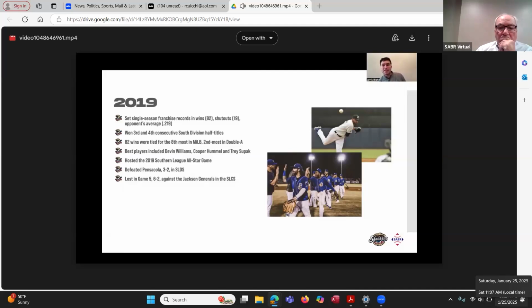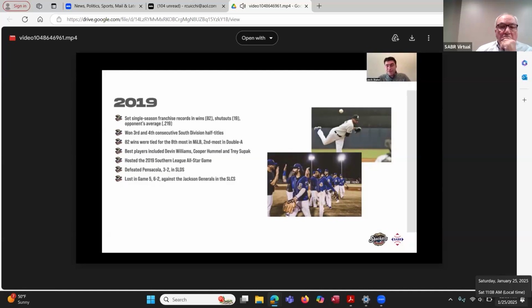Now, there were a lot of different guys on this team. Pitching was obviously big. Devin Williams, who was a superstar and is still a superstar, was the guy out of the bullpen for that team. Cooper Hummel and Trey Supak were those guys as well. The Shuckers also hosted the 2019 Southern League All-Star Game, which was the first time an All-Star Game had ever been held on the coast in Biloxi. So it was really, really exciting times. The team was incredibly good, led by a couple of great players.